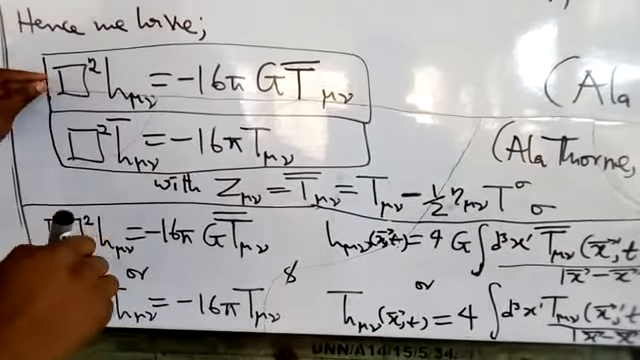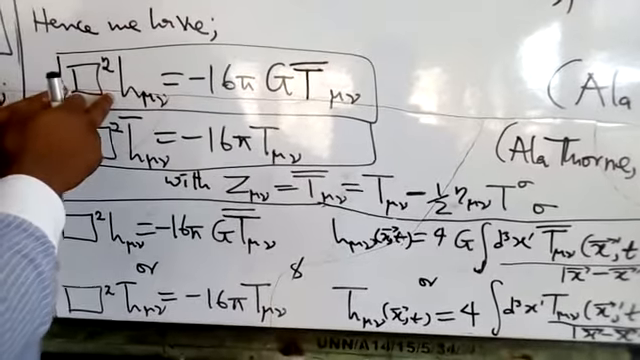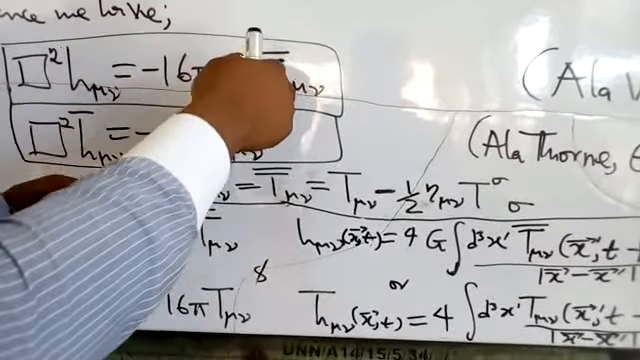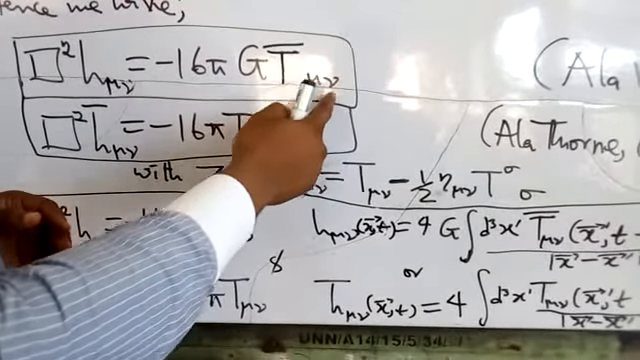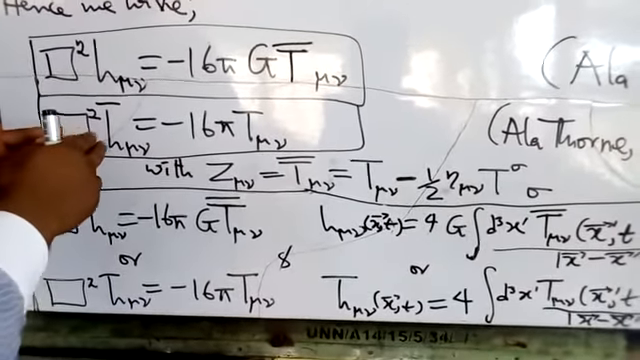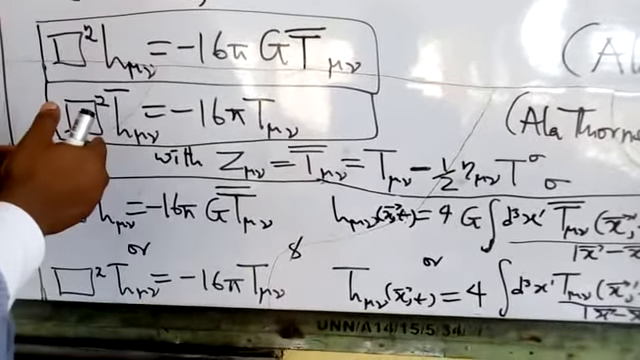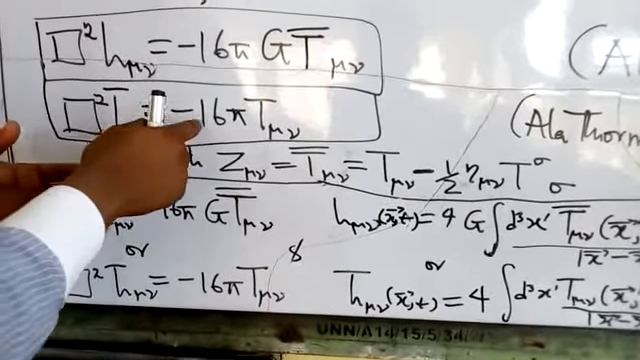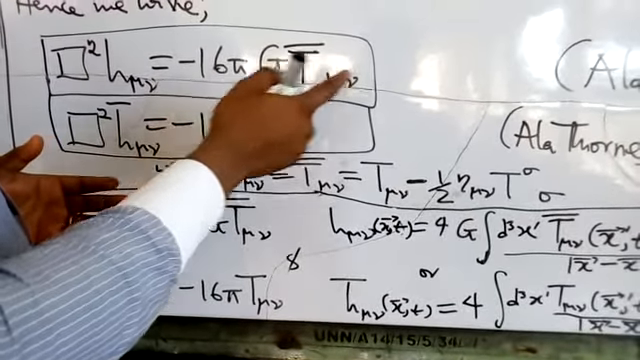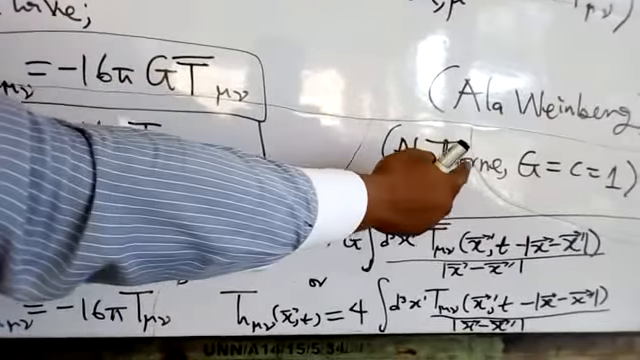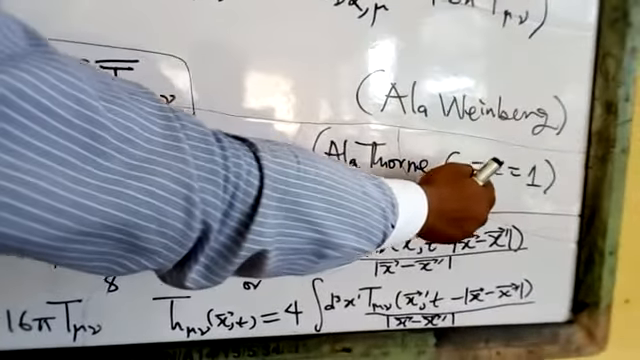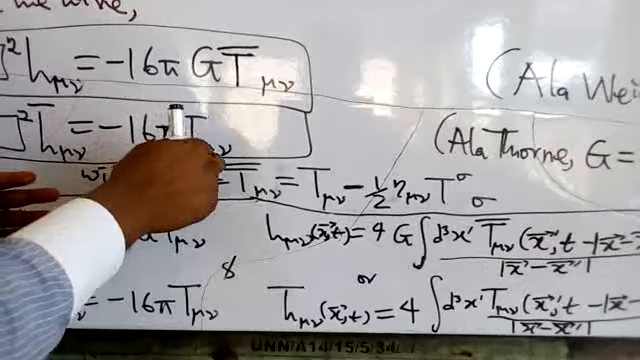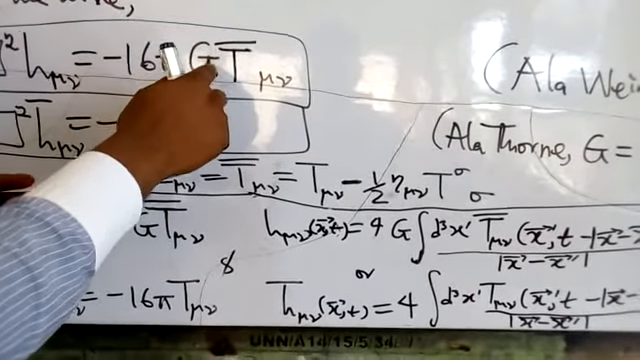So with Weinberg's method, you obtain the D'Alembertian of the metric perturbation equal to minus 16 pi G trace reversed energy momentum tensor. But Thorne's method gives you the D'Alembertian of the trace reversed metric perturbation equal to minus 16 pi, of course no G because G is set equal to 1. That is the convention, you have G equal to c equal to 1. So it's equal to minus 16 pi, but T mu nu not trace reversed.